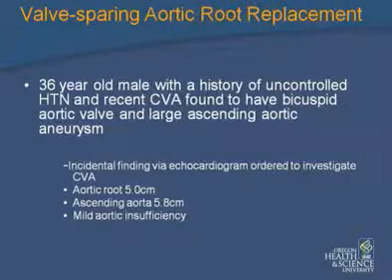The patient described here is a 36-year-old male with a history of hypertension and recent CVA who was found to have a bicuspid aortic valve and large ascending and aortic root aneurysm. There was mild aortic insufficiency noted.